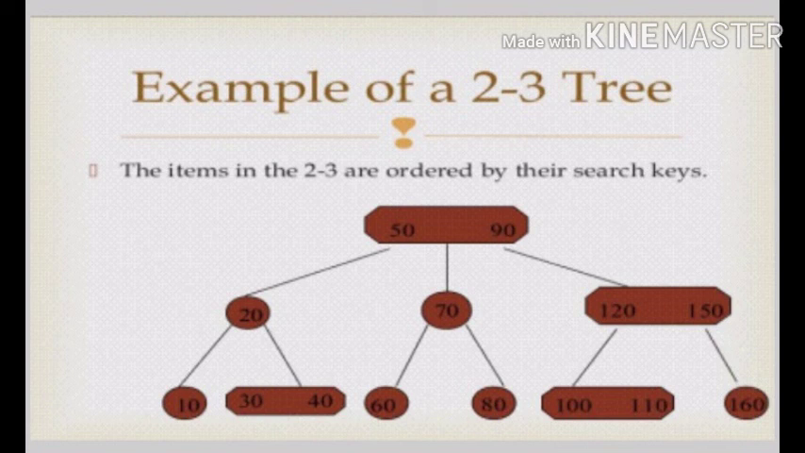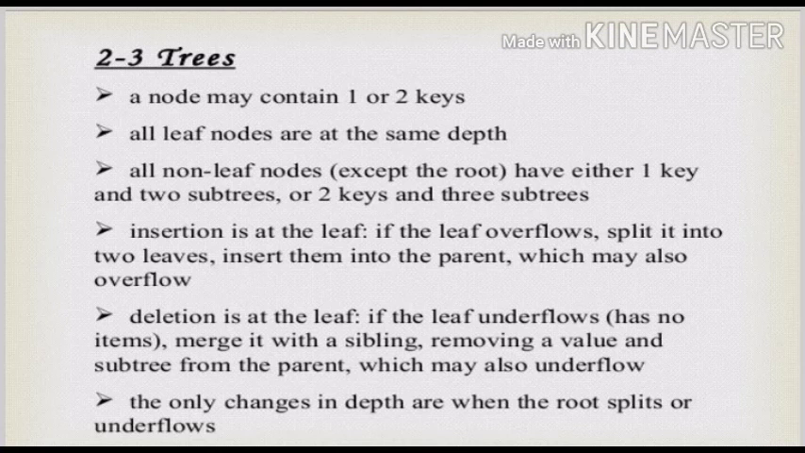Then 70 is the middle child. It has 60 and 80 subtrees. Then 120 and 150 have 100, 110 and 160 as children. In this tree, a node may contain 1 or 2 keys. All leaf nodes are at the same depth. All non-leaf nodes except the root have either one key and 2 subtrees or 2 keys and 3 subtrees.